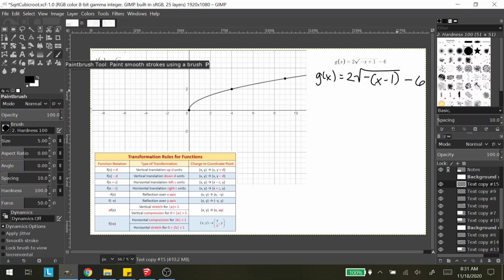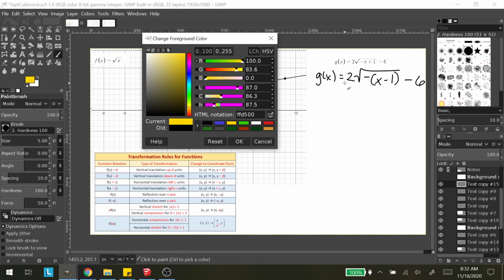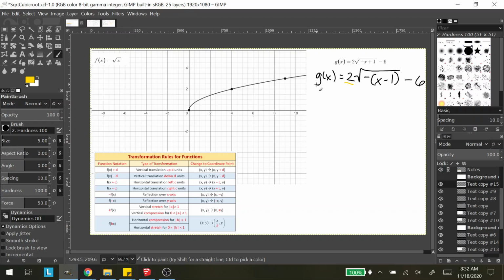Now it's important that I pulled that out because that negative right there actually means we're going to do a horizontal flip. But I have to factor it out of the entire inside to know what is happening. So we're going to break each piece of this down. First of all, the 2. The 2 means it's going to get 2 times taller. So it's getting scaled taller. That negative, that means it's going to flip. And in this case, it's going to flip that way. Inside, flip over the y-axis.